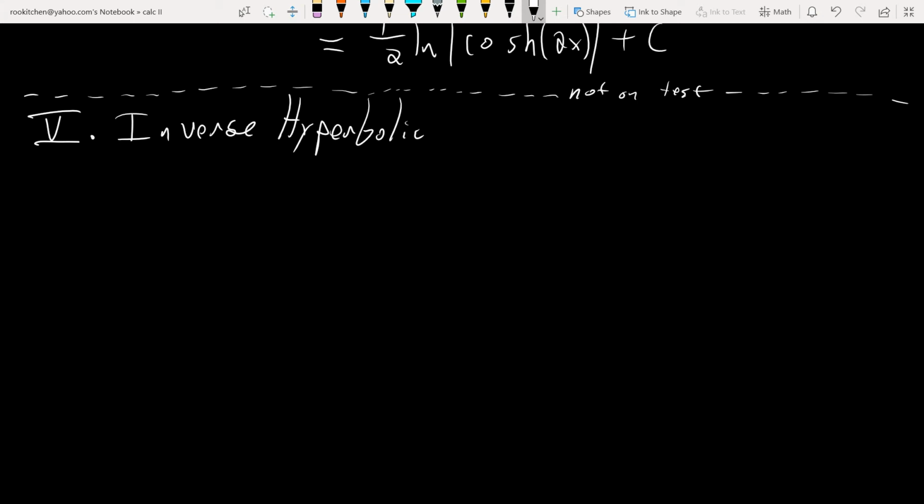Think about what a hyperbolic is. A hyperbolic is an exponential function. Right? So like cosh of x is e to the x plus e to the negative x over 2, right? So what kind of function will describe its inverse? Well, if this is in terms of exponentials, I bet the inverse is going to be in terms of logarithms, right? And that turns out to be the truth.